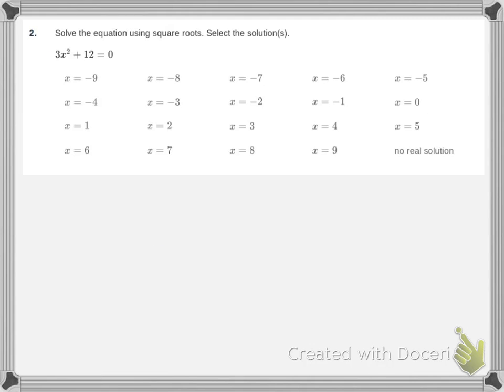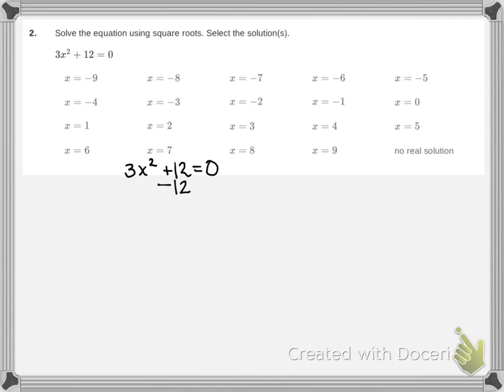This one, again, we don't have x's. All we have are x squareds. So it's 3x squared plus 12 is equal to 0. The first thing we're going to do is get x squared by itself. Do you know if we're supposed to move the 3 or the 12 first? Well, you're supposed to move the 12 first.